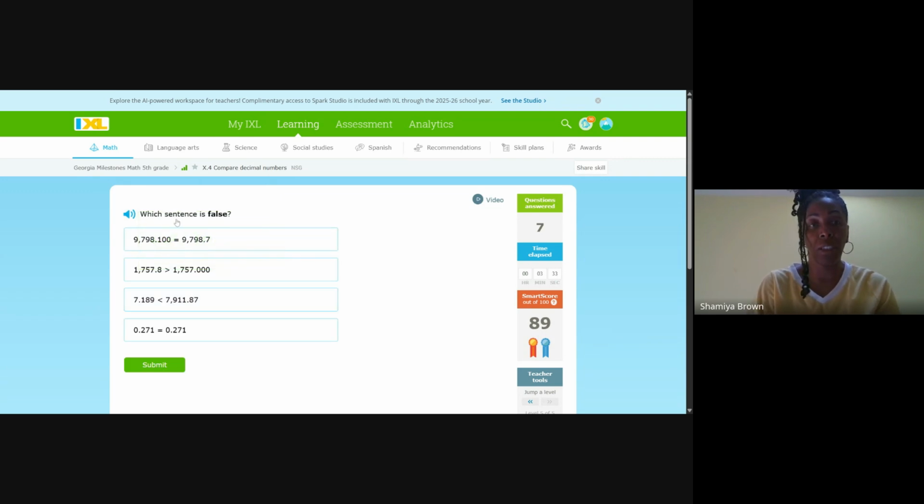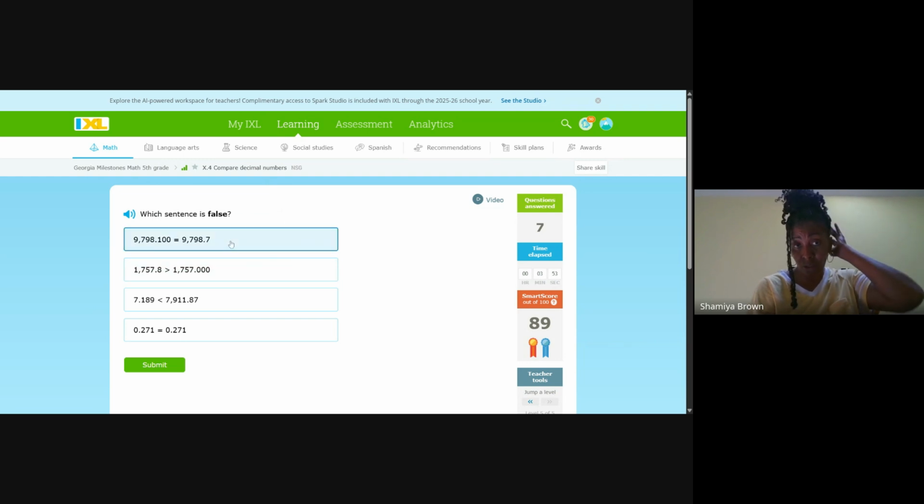And it says which sentence is false. So this one says 9,798 and 100 thousandths is equal to 9,798 and 7/10. But that would not be true. So this is false. Let's look at the other ones.